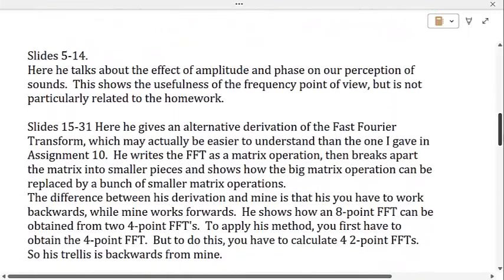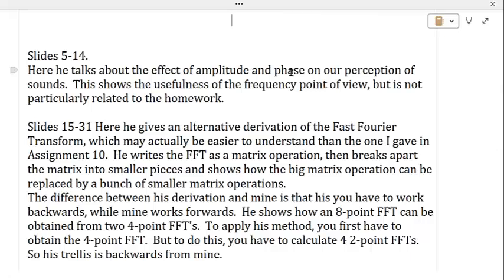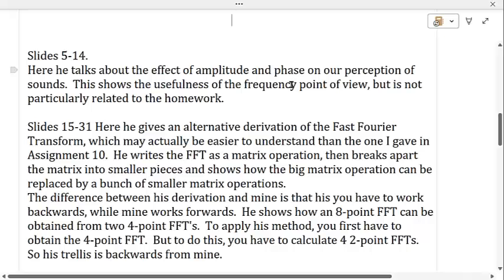Now slides 5 to 14, this is more cultural background. He talks about the effect of amplitude and phase on our perception of sounds. So you can see that the frequency point of view is very useful in understanding our experience. What he says is that when we listen to signals, it's more the amplitude of the different frequencies that we hear rather than the phases. But that's not true if you have several frequencies close together, then the phases start to matter. But if you have whole tones, you basically just hear the frequencies and you don't really pick up the difference in phases.